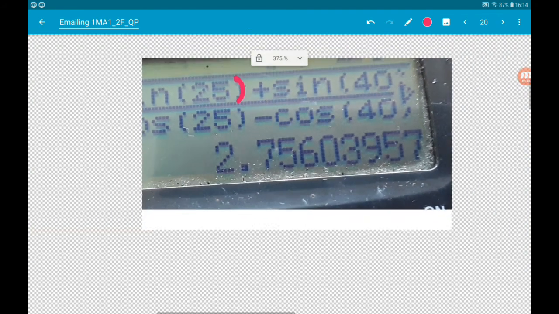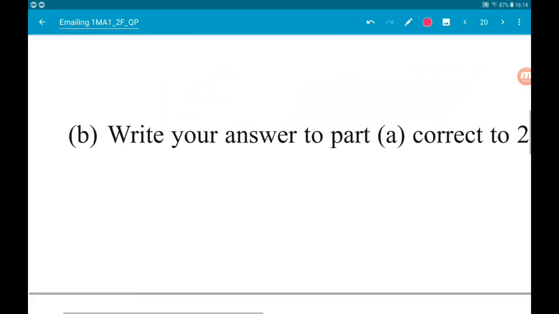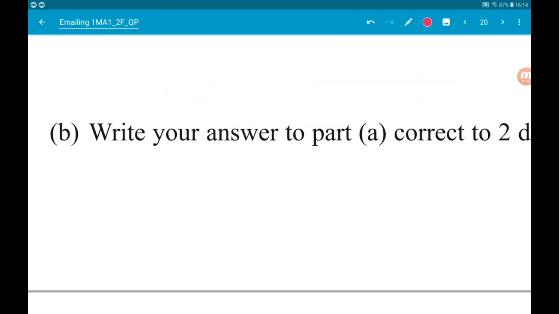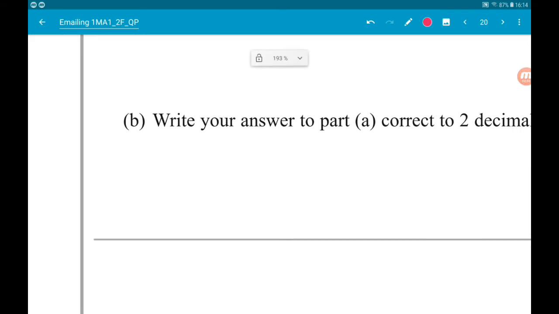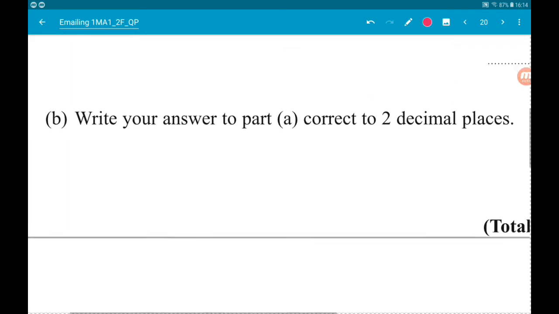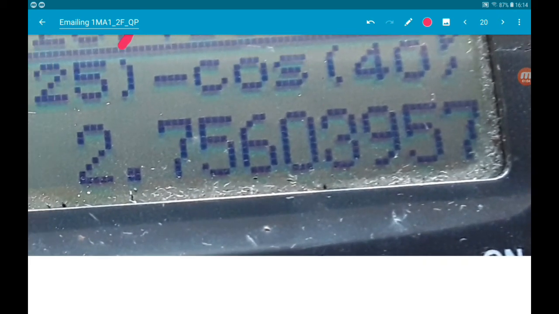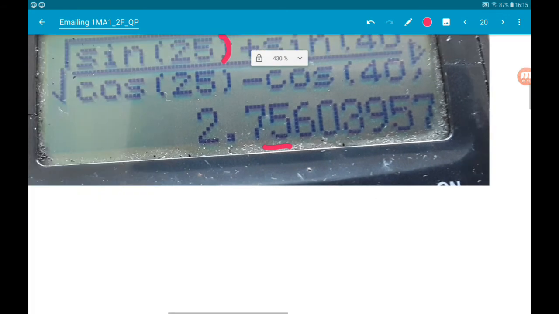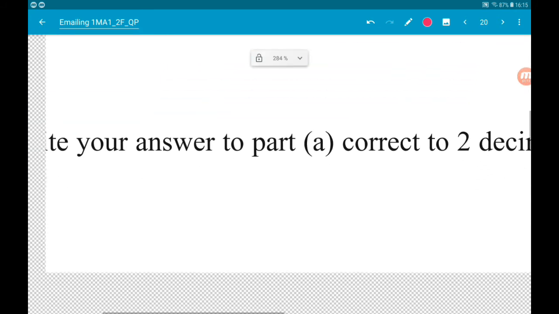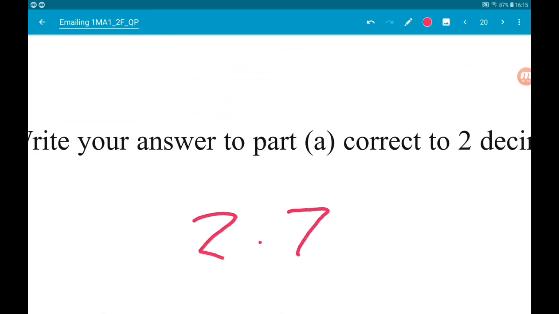answer. Okay, then part B wants us to write our answer to part A correct to 2 decimal places. Okay, so we have 2.756 blah blah blah. The second decimal is the 5, which has a 6 after it, so it rounds up to 2.76.